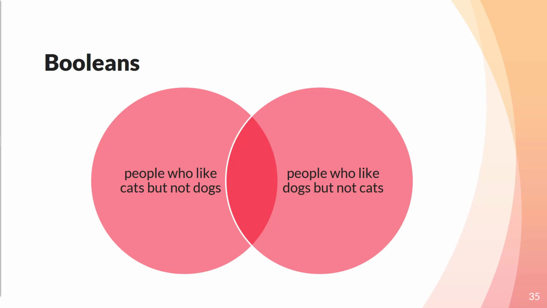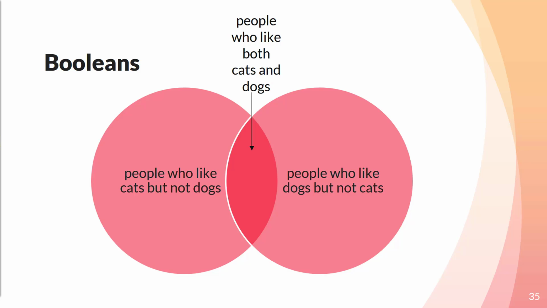Here we have one circle for people who like cats but don't like dogs. They live in that circle on the left. Then on the right, we have a circle for people who like dogs but not cats. In the middle, we have people who like both cats and dogs. So our circles on the left and right are our or. We can search for people who like cats or who like dogs, and we'll include all of those people who like one or the other. We'll even include people who like both because they like at least one of them. Or helps us broaden our search by allowing for any of these people to show up in our search results.